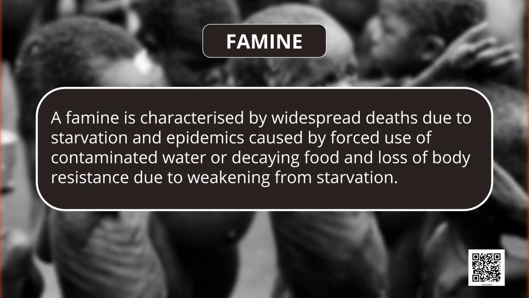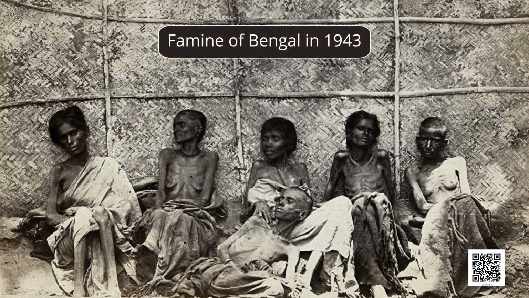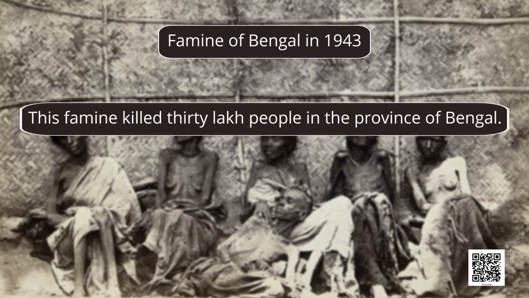A famine is characterized by widespread deaths due to starvation and epidemics caused by forced use of contaminated water or decaying food and loss of body resistance due to weakening from starvation. The most devastating famine that occurred in India was the famine of Bengal in 1943. This famine killed 30 lakh people in the province of Bengal.